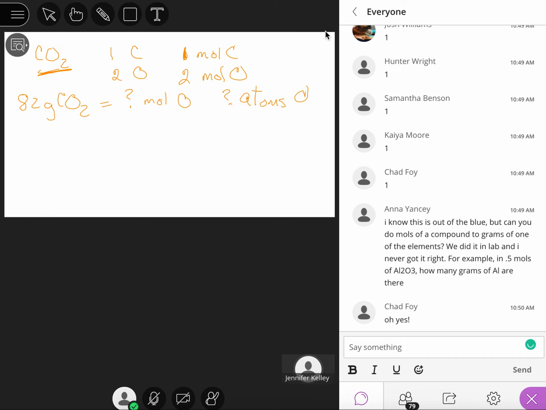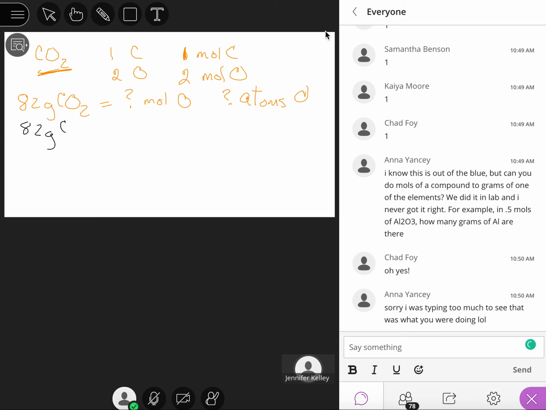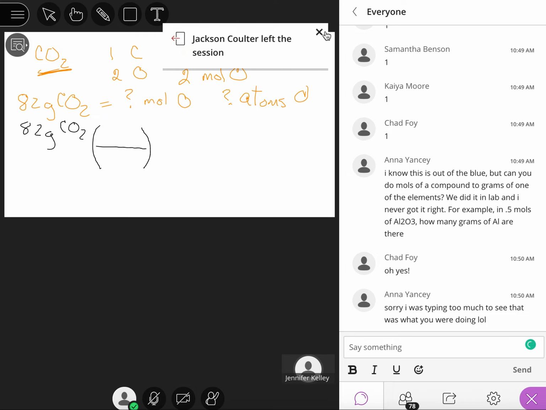All right. So I'm going to start with the 82 grams. We're going to go first from grams to moles. Usually the first thing you're going to do is either grams to moles or moles to grams. So we're going to use the atomic mass of carbon dioxide. Now, if you look on the periodic table, there's no atomic mass of carbon dioxide. What you have to do is add up the masses.